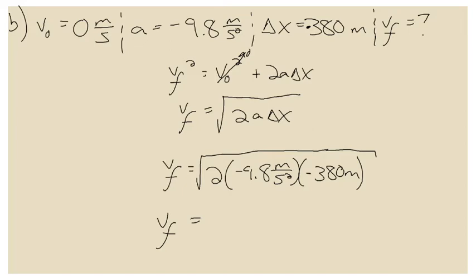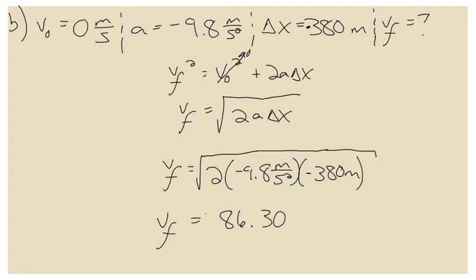And when you do 2 times 9.8 times 380 in your calculator, forgetting the negatives because they cancel, you get 7,448. And when you take the square root of that, you get 86.30. But it's important for everybody to remember, it only makes physical sense if the final velocity is negative, because it's going down. And my calculator just says 86.30.